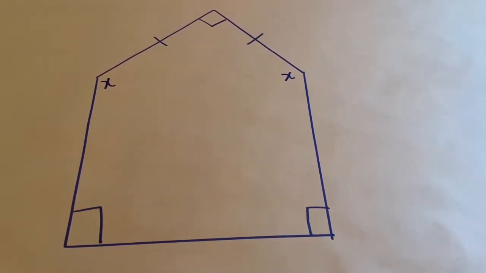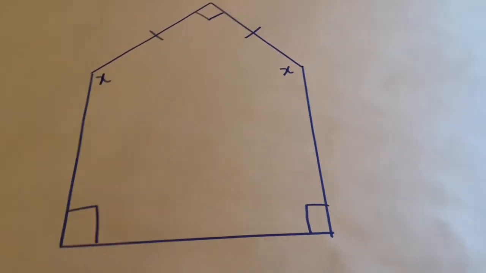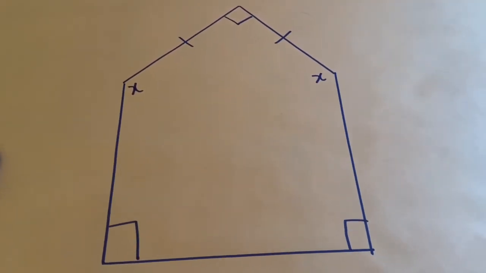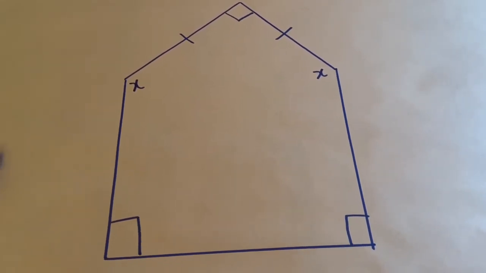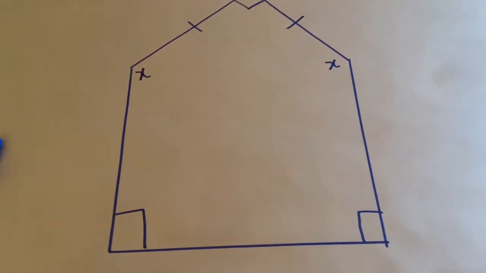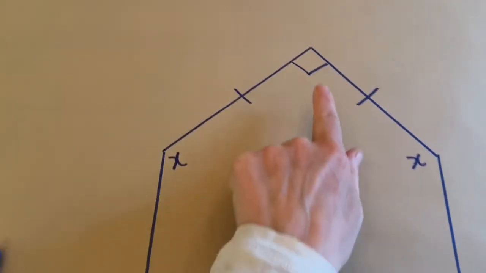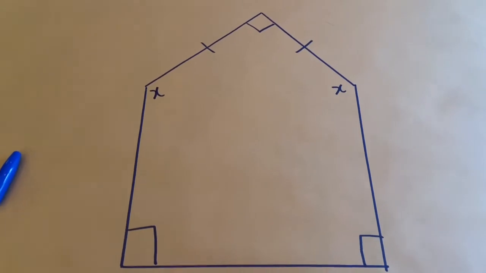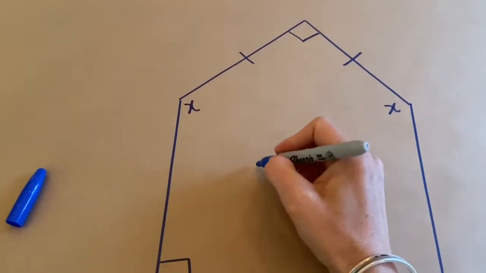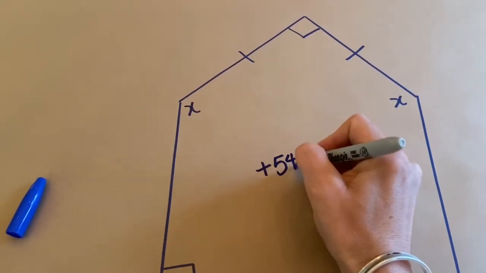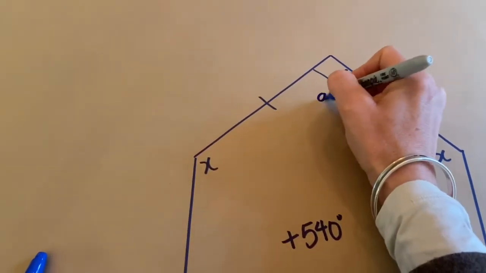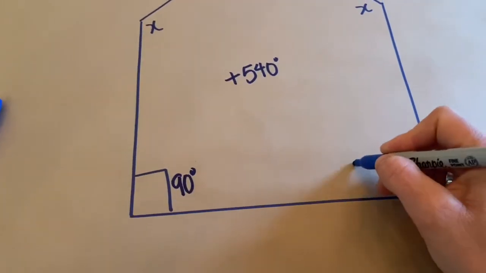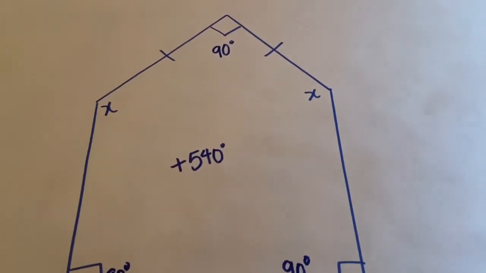We know that the two corner ones here and here are the same because of symmetry. They're the same size. So we're going to call them both X. We also know this angle, this angle, and this angle are all 90 degrees. That's what that symbol means. So this question is not that hard when you know that they all add up to 540. We're just going to do a bit of algebra.